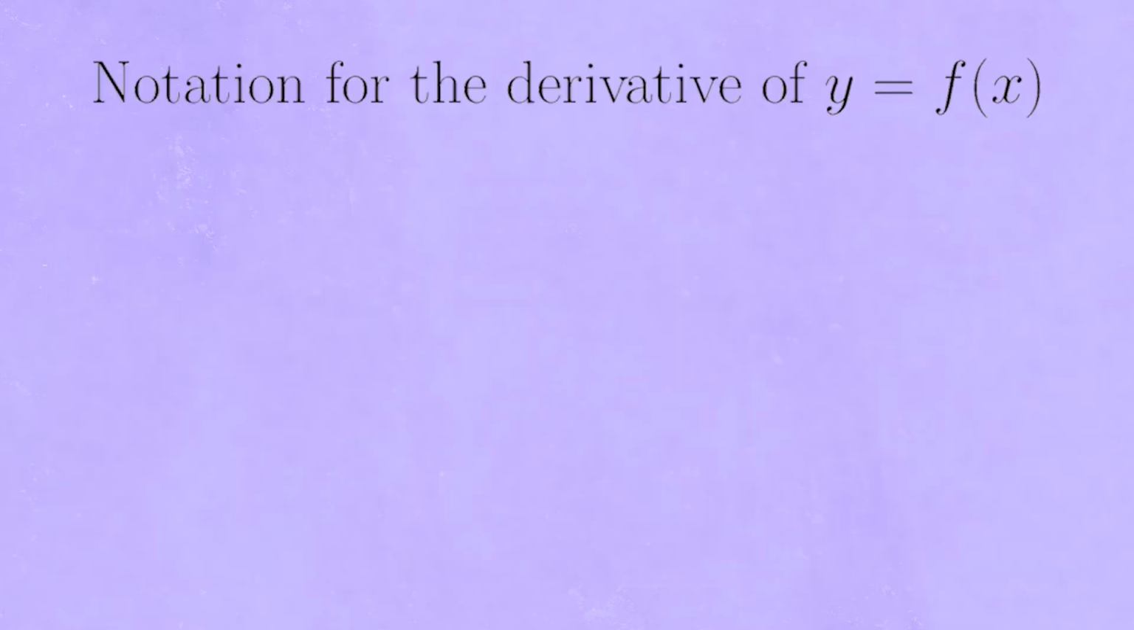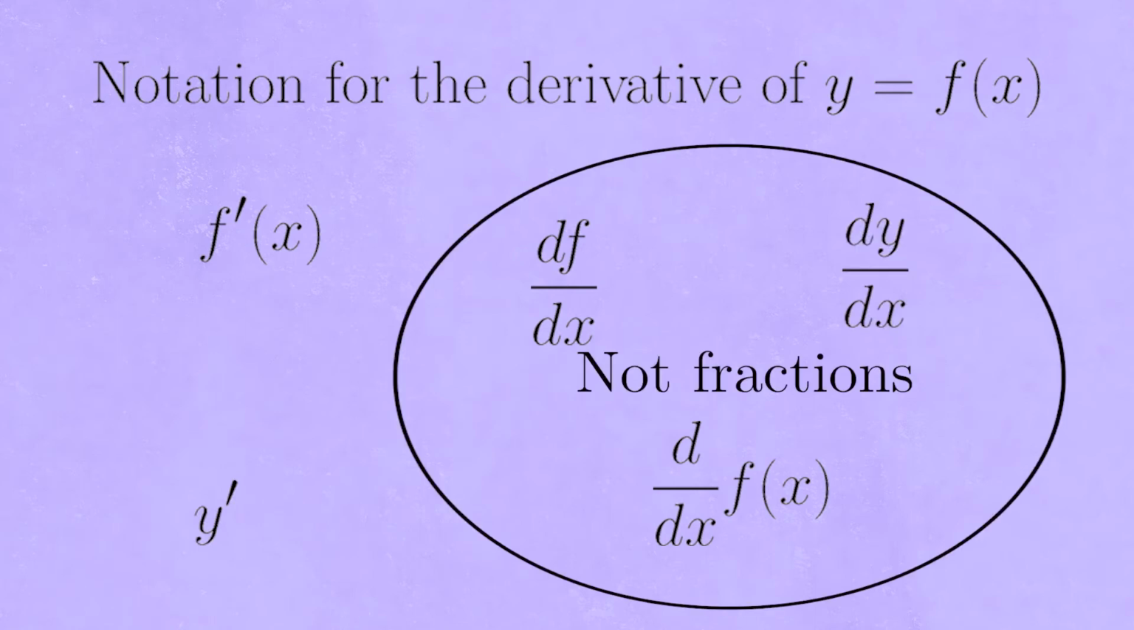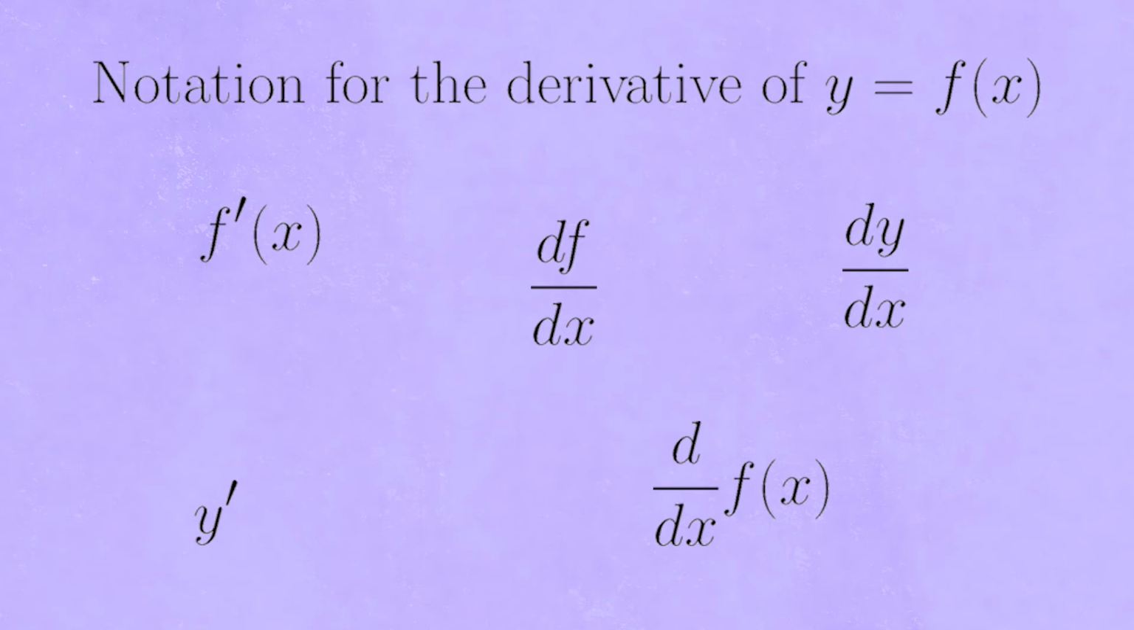There are many ways of writing the derivative of the function f of x. Some common ones include f prime of x, df by dx, and d dx of f of x. Also, if we let y equals f of x, then we can also write y prime or dy dx. Be careful to not treat d dx or df dx or dy dx as fractions. It is merely suggestive notation for a function that comes from the idea that delta y over delta x approaches dy by dx in the definition of the derivative.